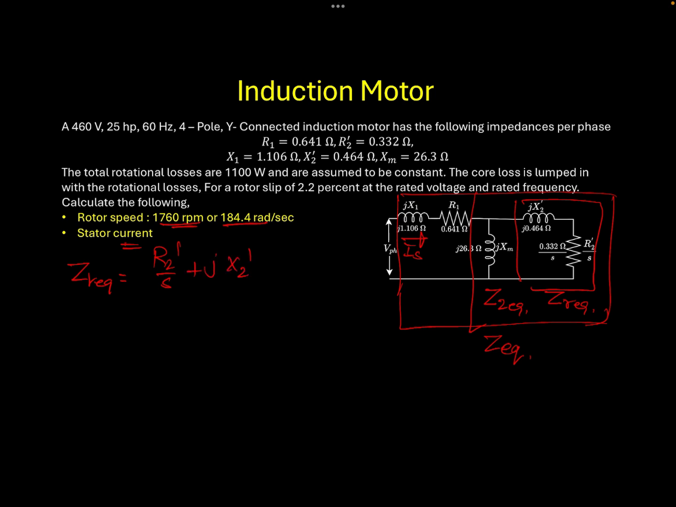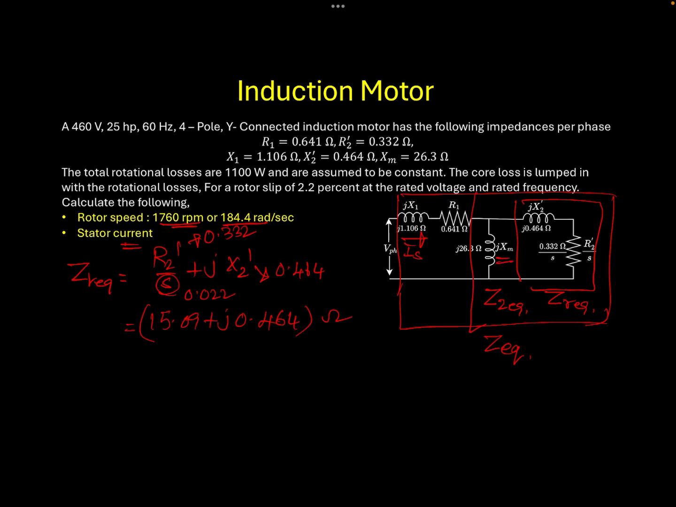Now we know that the value of R2 dash is given as 0.332. The value of X2 dash is given as 0.464. We also know that the value of slip is 0.022. If you substitute all these numbers, you will get the value of ZR equivalent as 15.09 plus j0.464 ohms. Now this ZR equivalent is in parallel with jXM in the equivalent circuit.